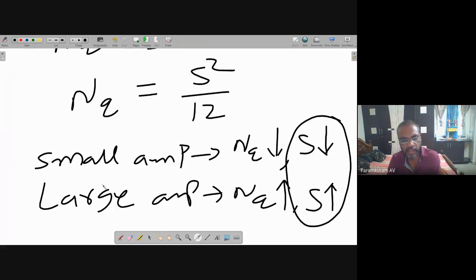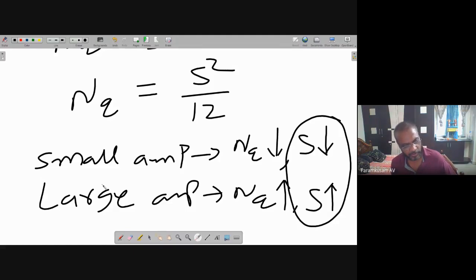So the disadvantage that is signal to noise ratio is not constant with respect to the amplitude of the signal. That disadvantage can be overcome in this case by using non-uniform quantization. Disadvantage ni overcome cheyadaniki non-uniform quantization anadi use chestam. That is about non-uniform quantization.